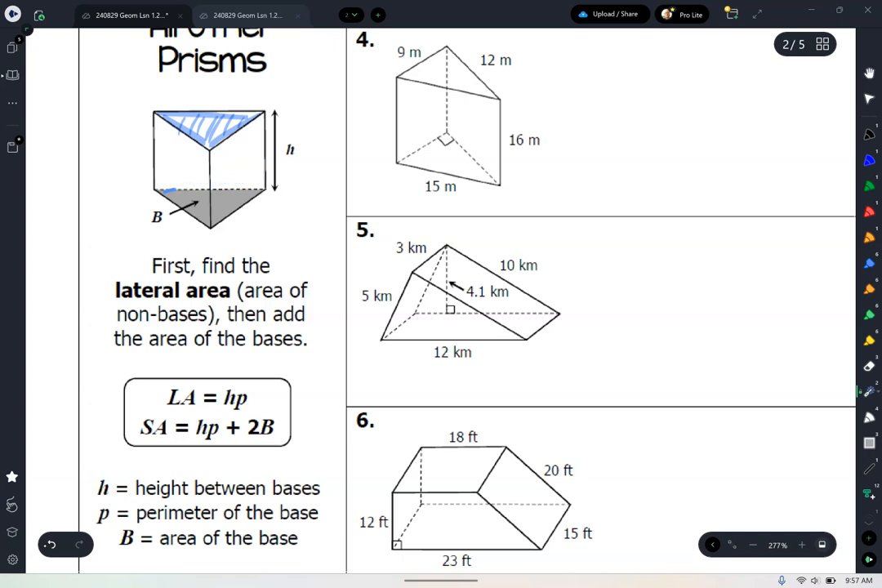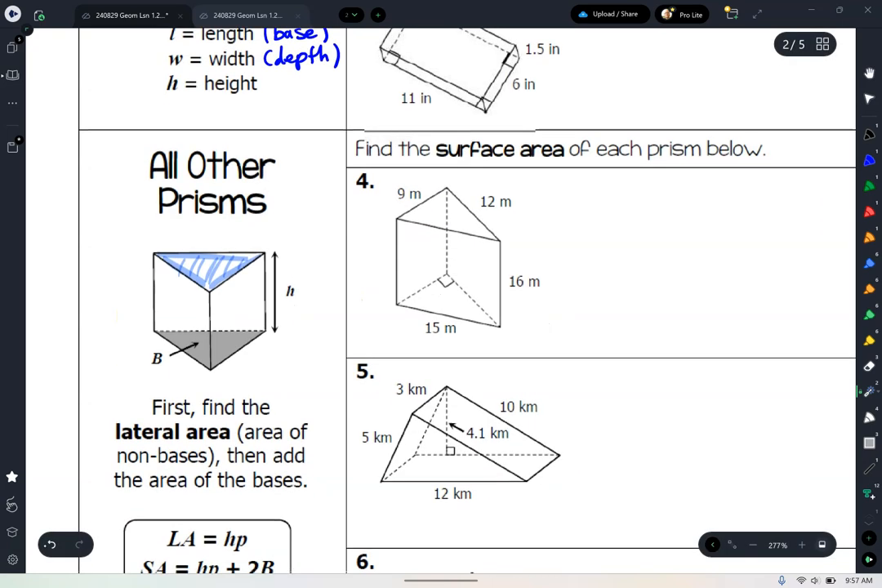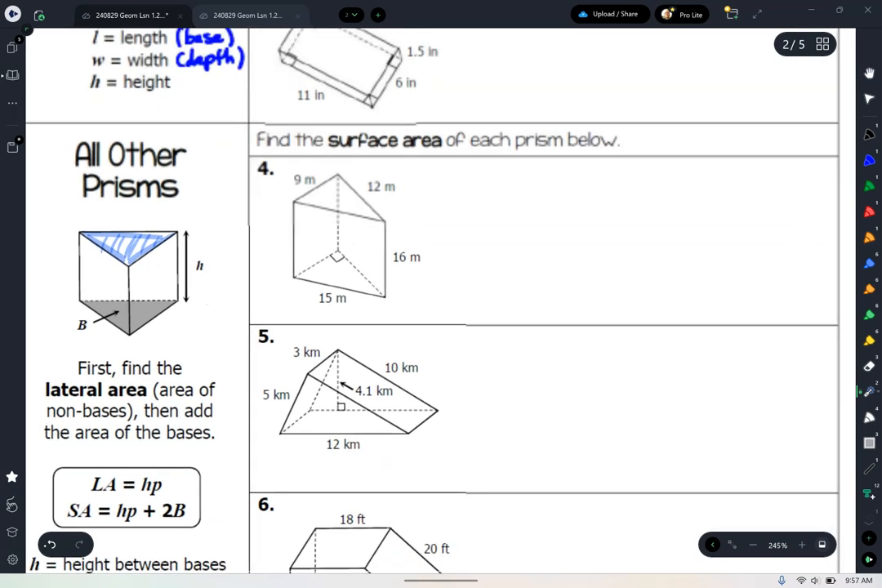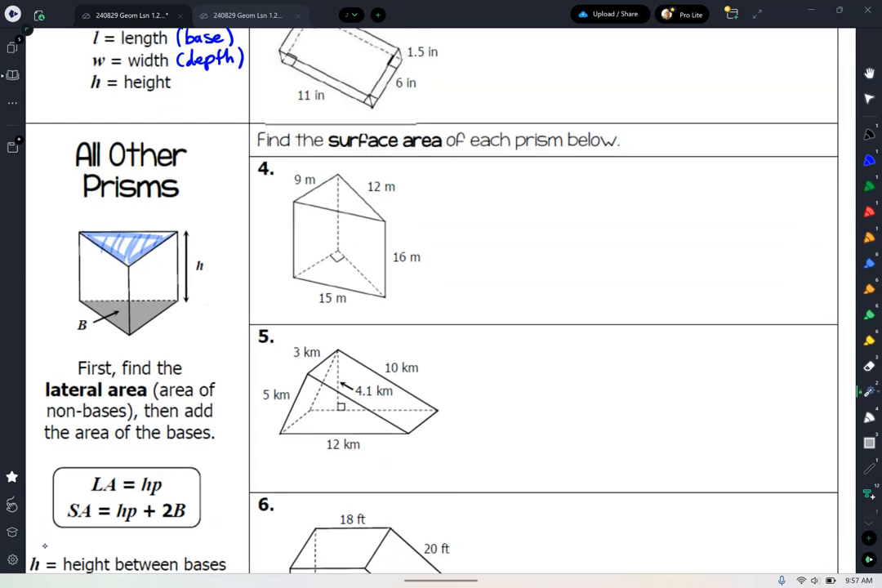Then once we have that, we're going to find, see, so there's our lateral area right there. Then we're going to find the area of one of our bases and double it, okay? And so once we have that, we will be able to figure out the surface area of this particular prism. So let's do one together. That way you kind of see how this works. Okay, so we'll start with number 4, all right? What kind of a prism do we have here in number 4? Triangular. Highlight the bases. Ready to go.